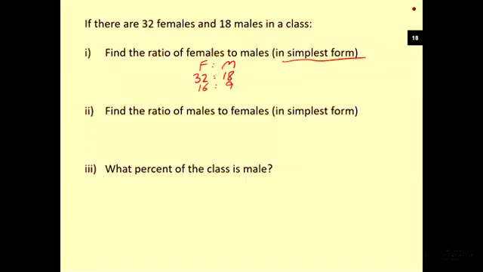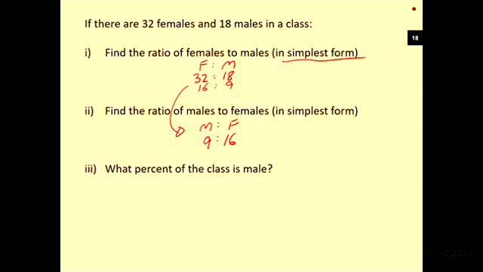Find the ratio of males to females in simplest form. What's the quickest answer to that? It's just the opposite direction. We've already simplified it. All they've done is said, no, I want M to F. Fine, 9 to 16. I'd already simplified. We can swap left and right.